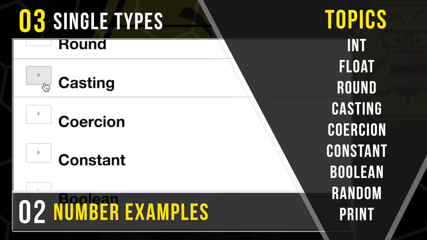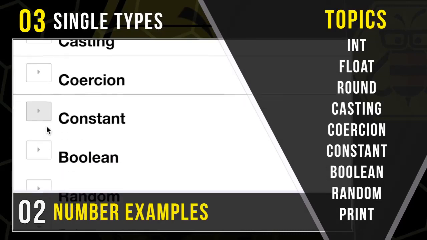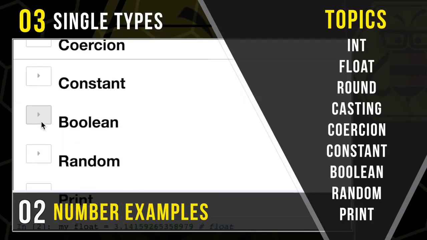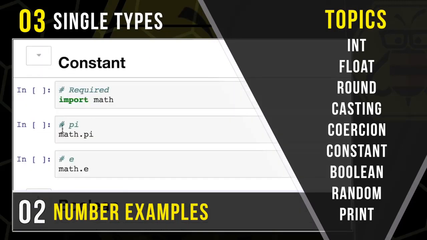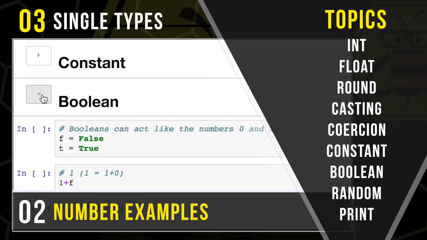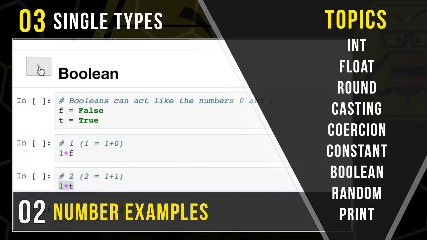We're going to talk about the difference between casting and coercion. So it's whether we want to change things specifically from one type to another, or it's happening automatically in the background. I'm going to show you some of the constants you can bring in, like pi or e, and then some Boolean math, the thing a lot of people don't think about, but 1 and a 0, the true and the false, these are definitely ways that we can calculate.